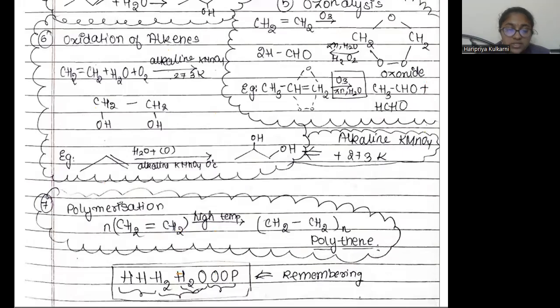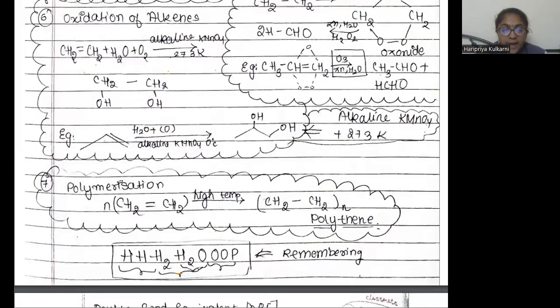Polymerization is the last one, which is n CH2=CH2. At high temperature, it would become CH2 single bond CH2 with the subscript n, which is polythene or polyethene, right? So how do we remember these now? Again, for this also we have a shortcut method.